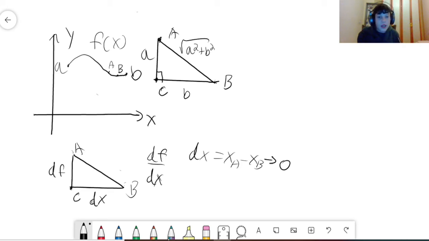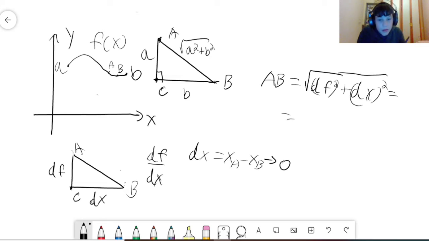Now, here's the trick that we're going to use again. We'll have this same setup. A and B get closer and closer, and we'll measure the distance between A and B. Again, AB becomes more and more of a straight line and more and more smooth. And these distances AC and BC are DF and DX. So we can use that to get the distance AB with the Pythagorean theorem, which means that the distance AB would be df squared plus dx squared.